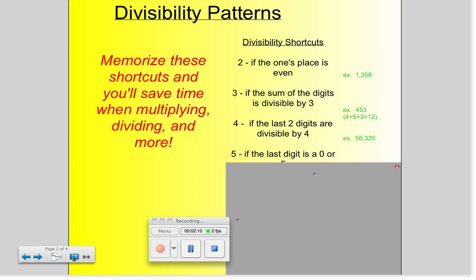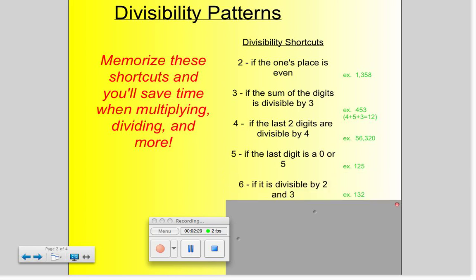Divisibility by 5 is one that most people are familiar with. We just have to look at the last digit, which again is going to be the ones place, and if it's a 5 or a 0, then we know that that number is divisible by 5. So 125 is divisible by 5.